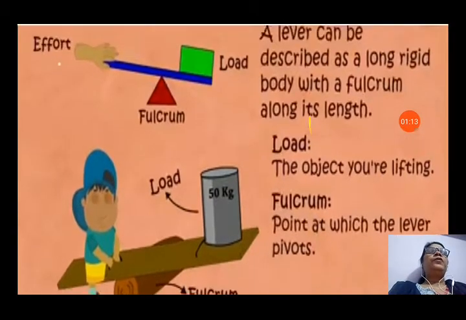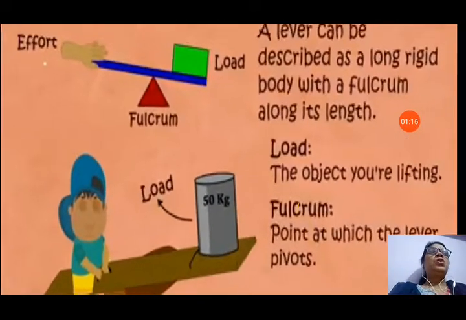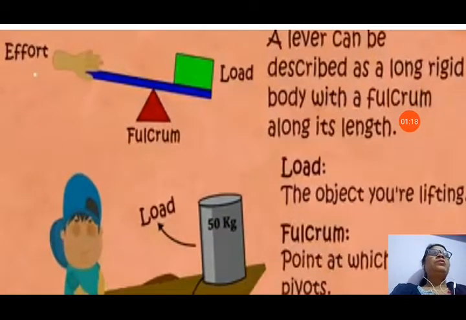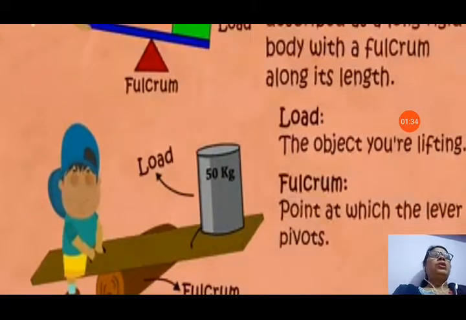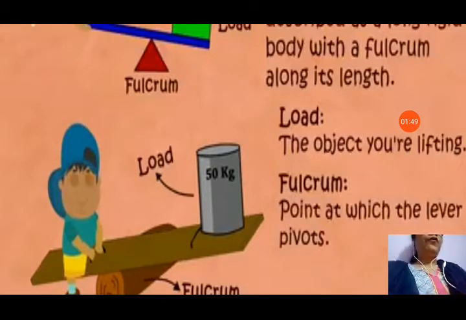Now let us see about the first simple machine, that is called lever. A lever can be described as a long rigid body with a fulcrum along its length. A long rigid body is a rod-like structure that moves from a fixed place. That place is known as fulcrum. And the load is the object we are lifting or moving. Fulcrum is the point at which the lever pivots, that means the point where the lever moves is called fulcrum.